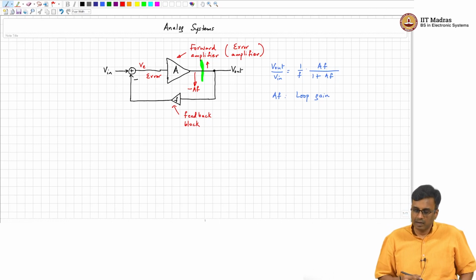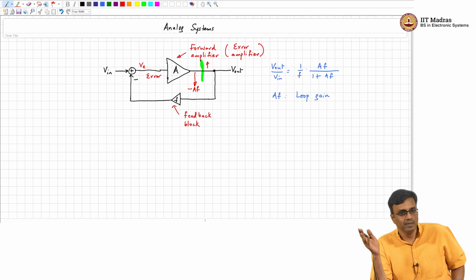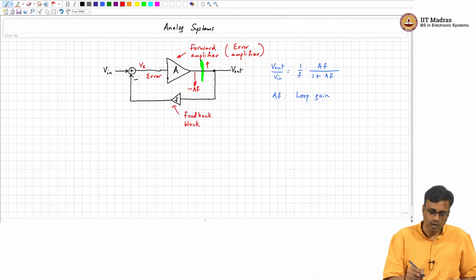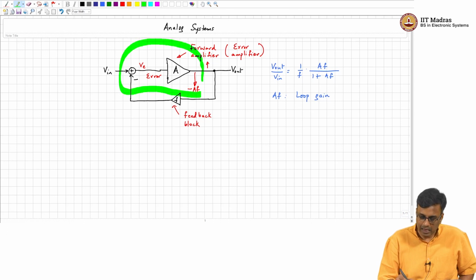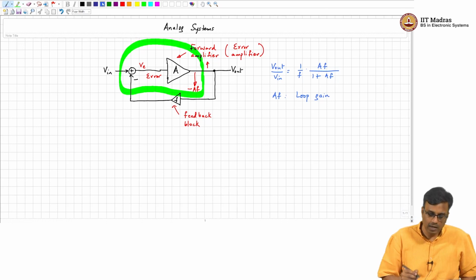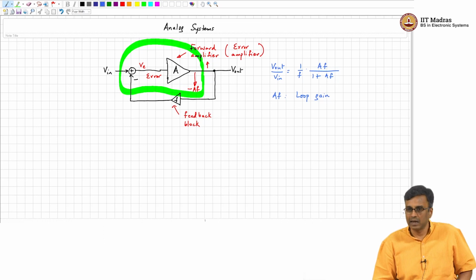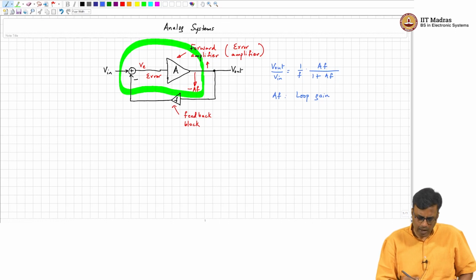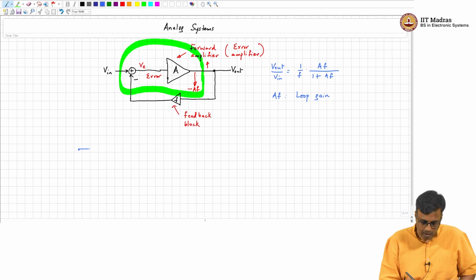Since, if the loop gain is sufficiently large, you can realize arbitrary input output gains by simply changing the feedback block. So, what somebody figured out was to say that if I sell this as a standalone part, then users can simply put whatever feedback network they want around this high gain forward amplifier, and generate different input output blocks.